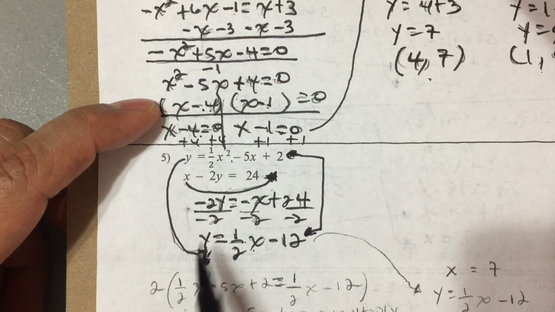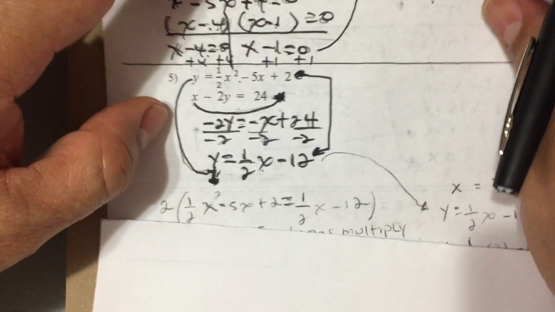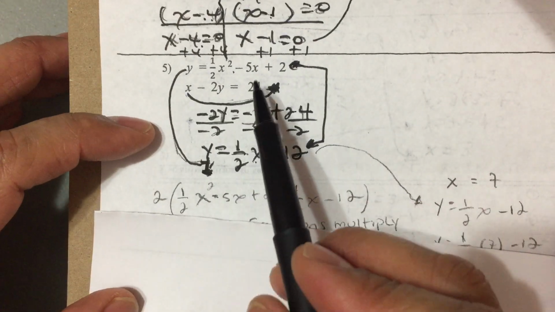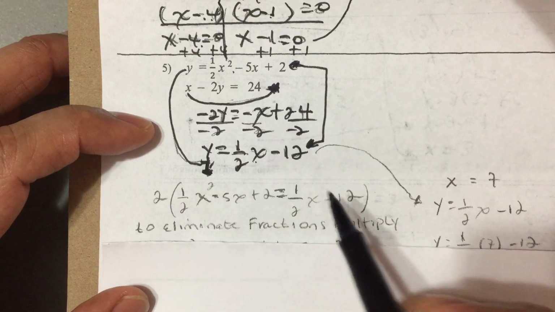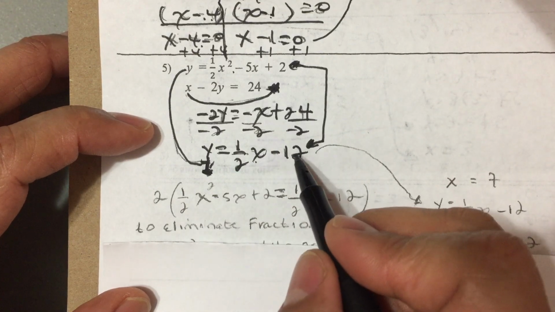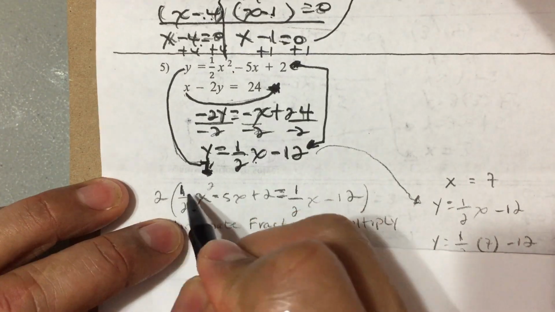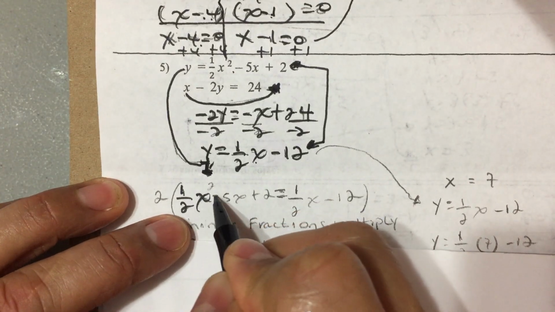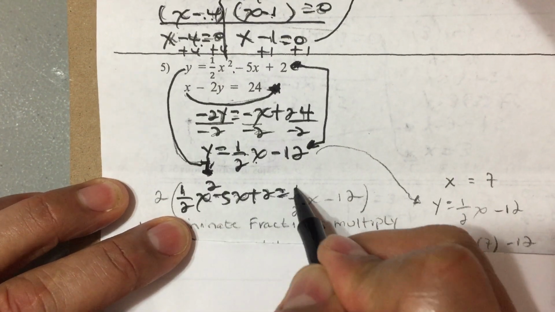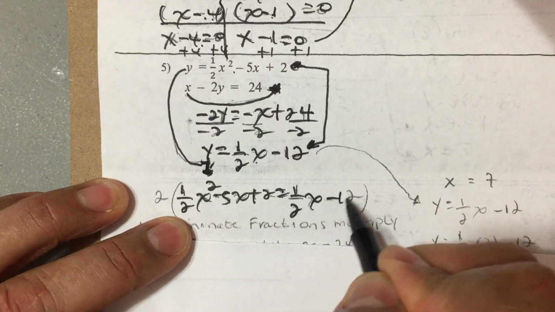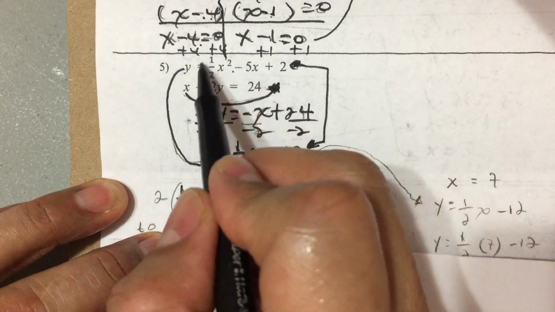So I'm going to write 1/2 x squared minus 5x plus 2, which is my quadratic, equals my line that I already substituted, which is 1/2 x minus 12. So it's right here: 1/2 x squared minus 5x plus 2 equals 1/2 x minus 12. This one is this right here, and this one is that one right there.